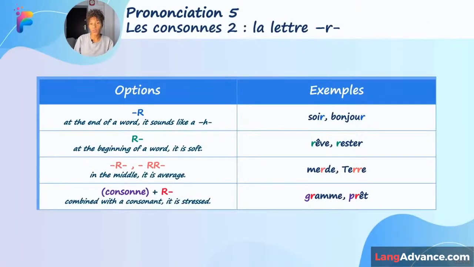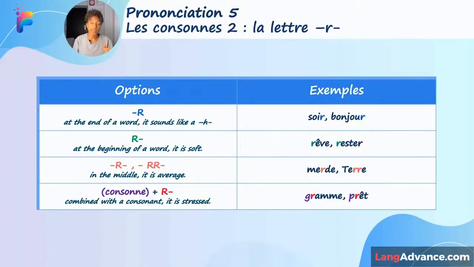Consonants part 2. Les consonnes, deuxième partie. And this time we're going to see la lettre R. The letter R. This one is not easy to pronounce, I know. The letter R has like 4 different strengths. And we're going to have a look at it together.